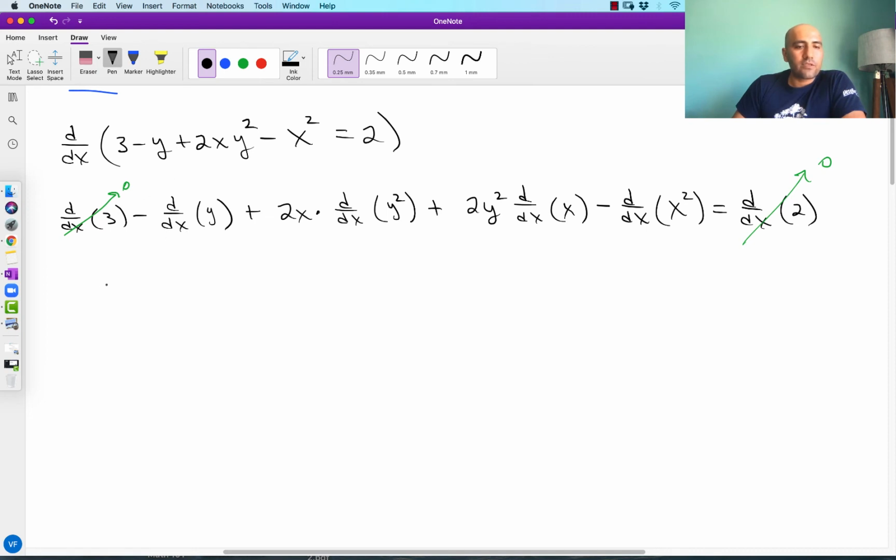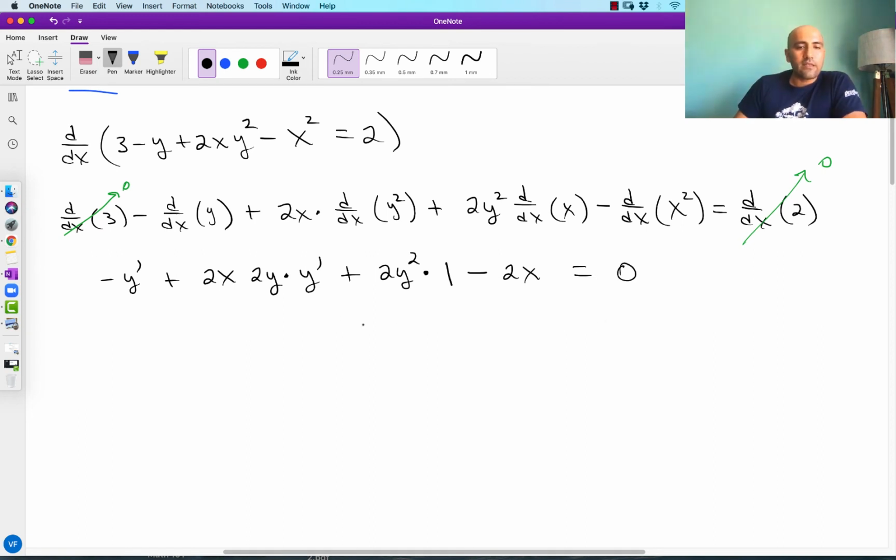So let's simplify this. This is what we're after, so this is going to be minus y prime plus 2x, and now the derivative of this, we got to use our chain rule. It's going to be 2y times dy dx, which is going to be the y prime, plus 2y squared times the derivative with respect to x of the x function, that's just going to be 1, minus, and then the derivative of this function is going to be 2x to the power of 1, or just 2x, equals, and then on the other side we just have a 0.